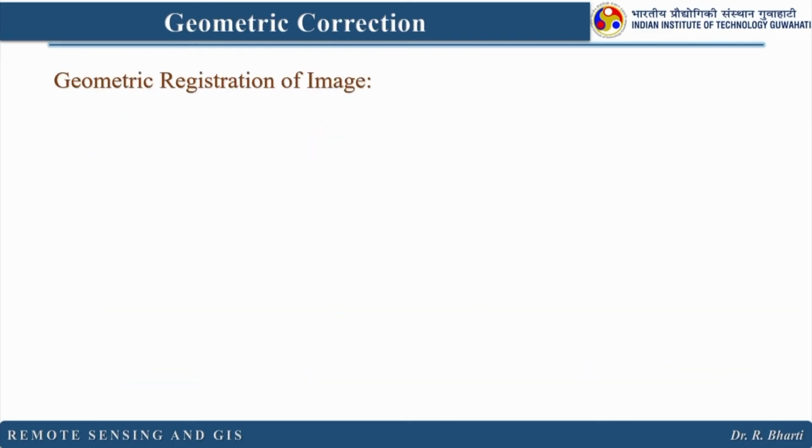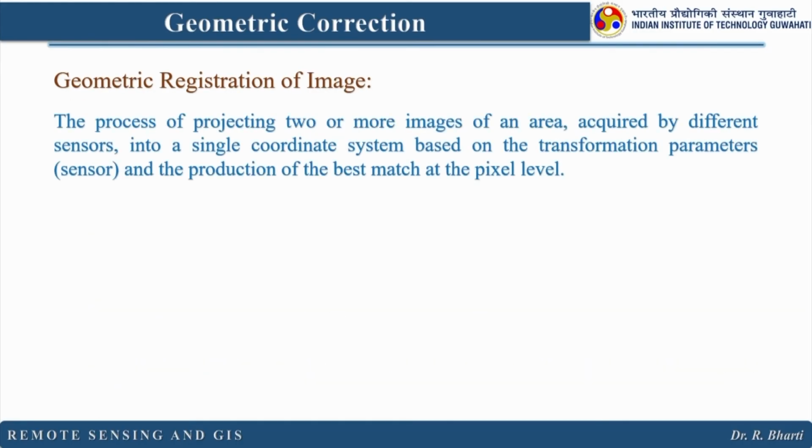Now, geometric registration of image is the process of projecting two or more images of an area acquired by different sensors into a single coordinate system based on the transformation parameters, and those parameters will come from the sensor, and the production of the best match at the pixel level. So there should not be any change between this map and the image acquired by the sensor after the correction.